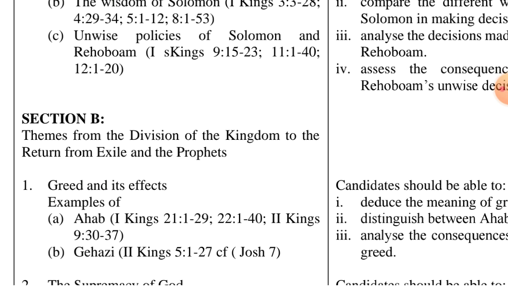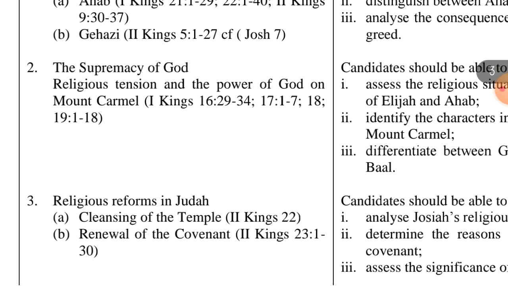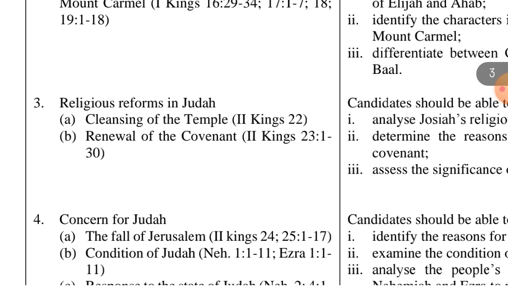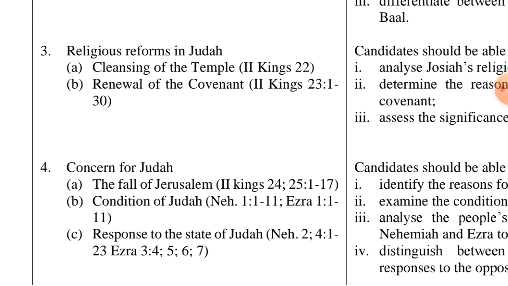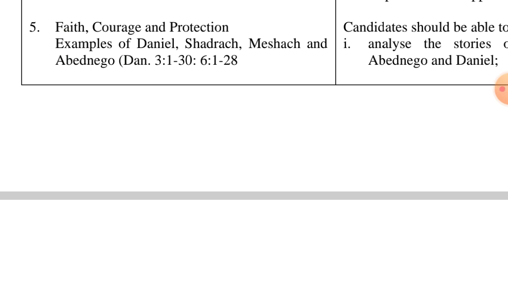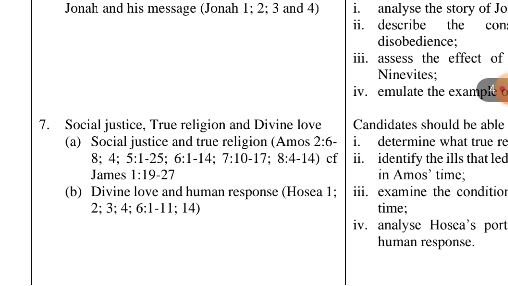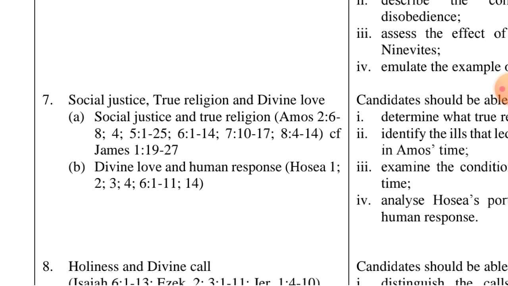Decision making is another topic. Section B in CRS will have greed and its effects. Supremacy of God. Religious reforms in Judah. Concern of Judah. Faith, courage, and protection. God's message to Nineveh, that is, of course, through Jonah. Social justice through religion and divine love.